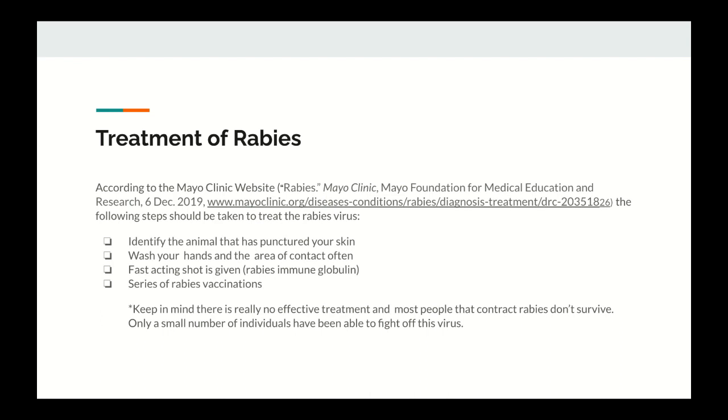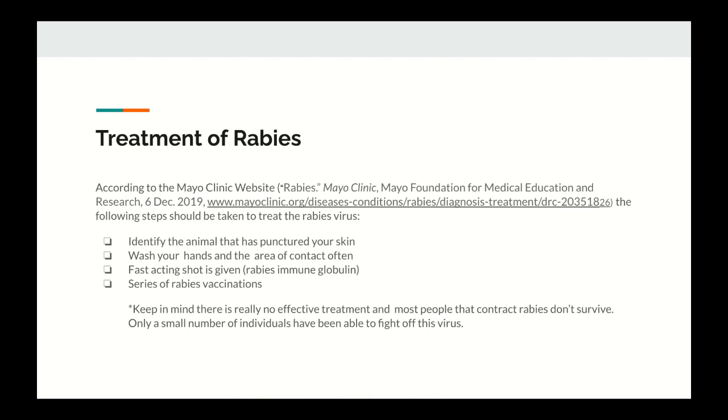You will most likely receive a series of shots if the animal is identified as a common carrier of the rabies virus. While preparing for the shots, you should thoroughly wash your hands and the site. This may help wash away particles of the virus. The first shot you will receive includes the rabies immune globulin shot to prevent the virus from infecting you.